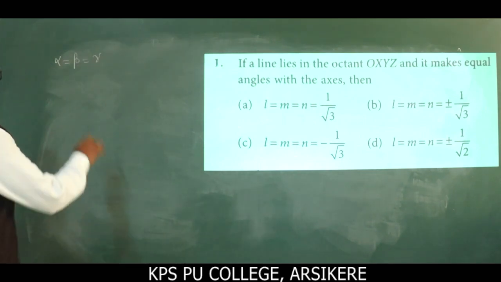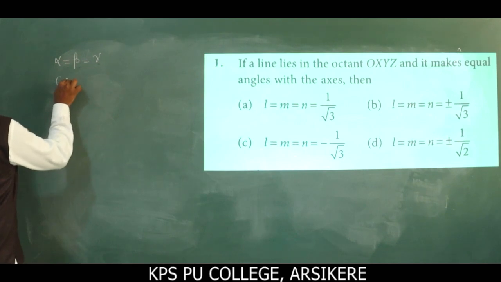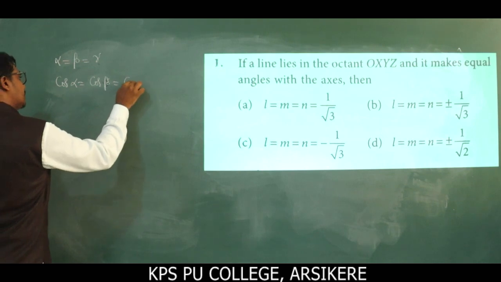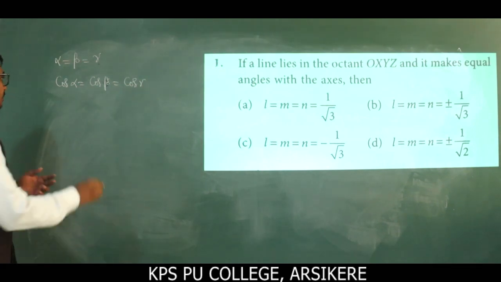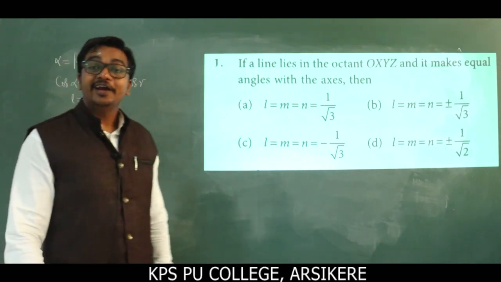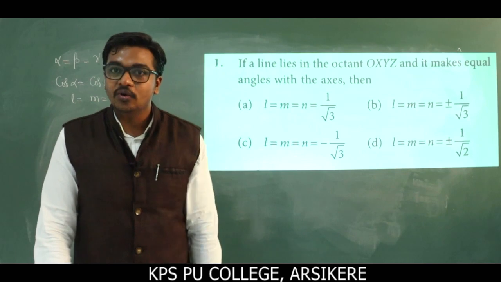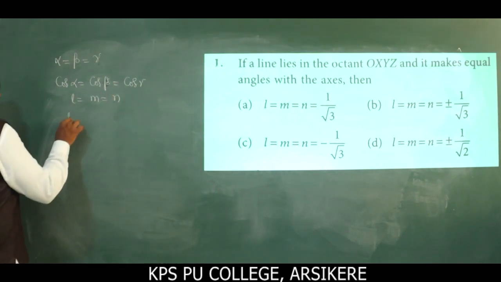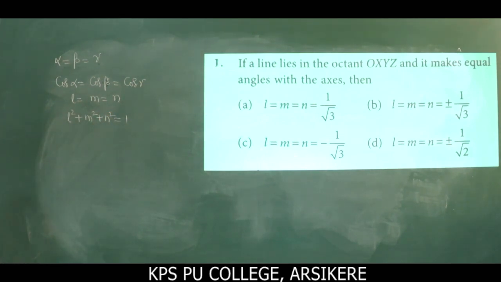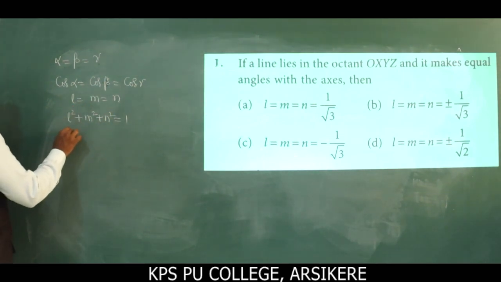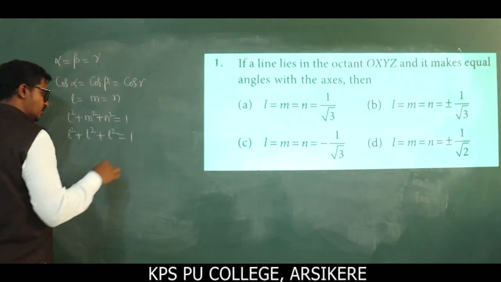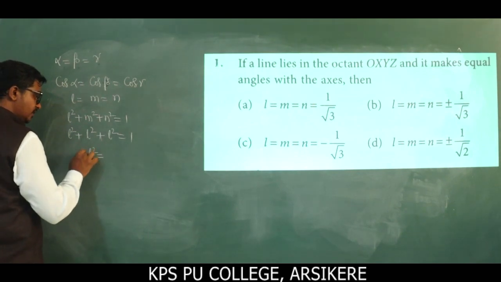Once alpha is equal to beta is equal to gamma, cos alpha is equal to cos beta is equal to cos gamma, right? Then this is nothing but L is equal to M is equal to N. It means direction cosines are equal. Then we need to find the condition. We have the condition L square plus M square plus N square is equal to 1. Therefore L square plus L square plus L square is equal to 1, 3L square is equal to 1.